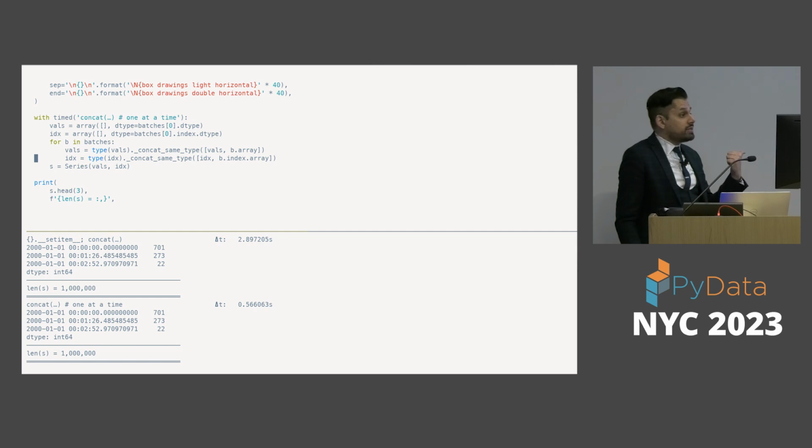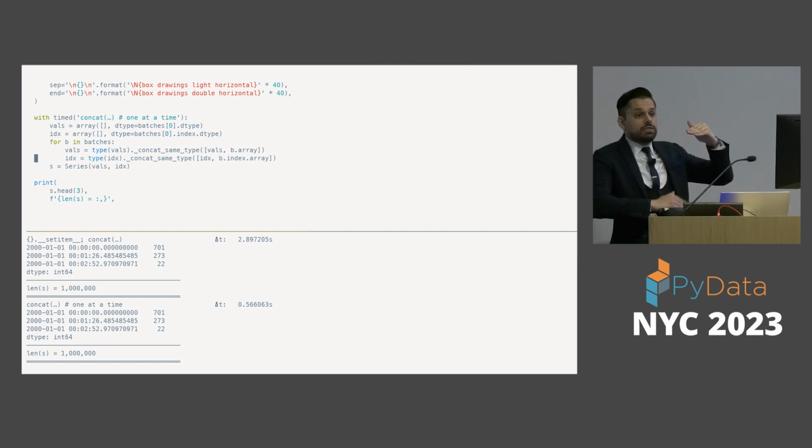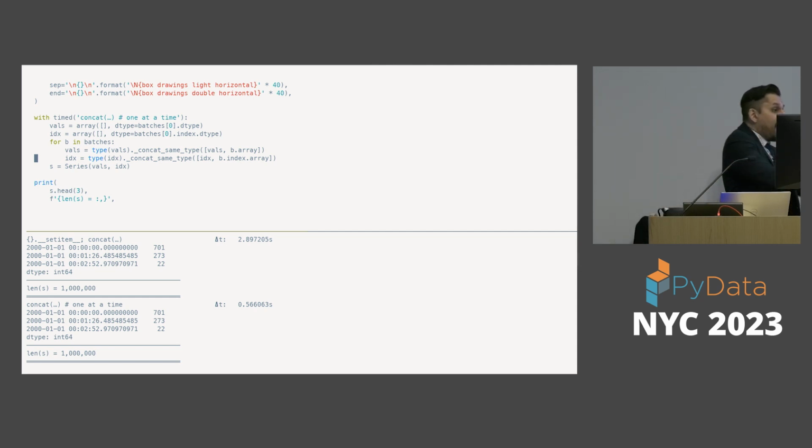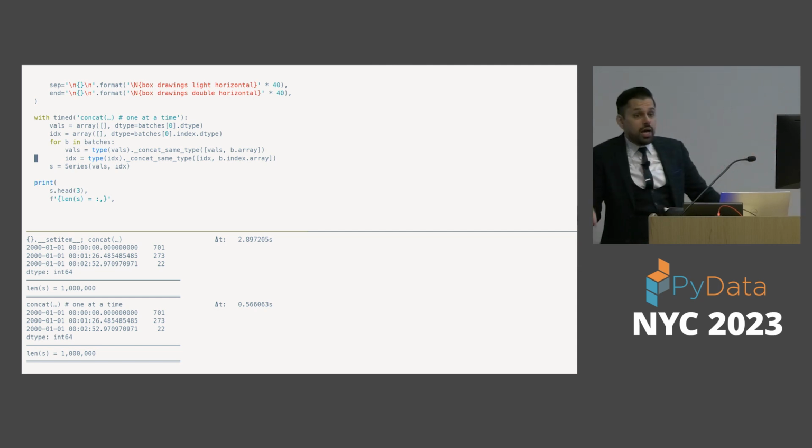In fact, we may discover that as a consequence of the atrocious speed of growing these things, because the only way we can do it is to make a full copy over with the extra values every single time, we might have been better off using pure Python.